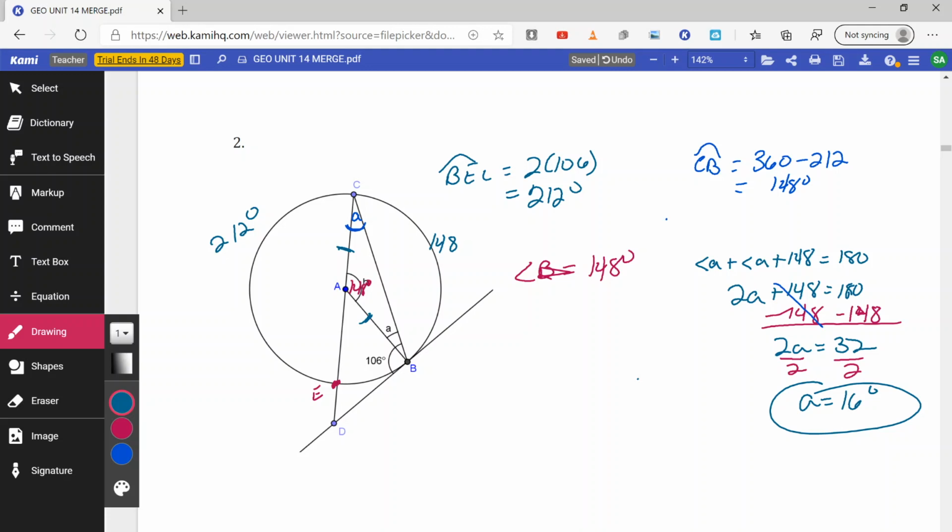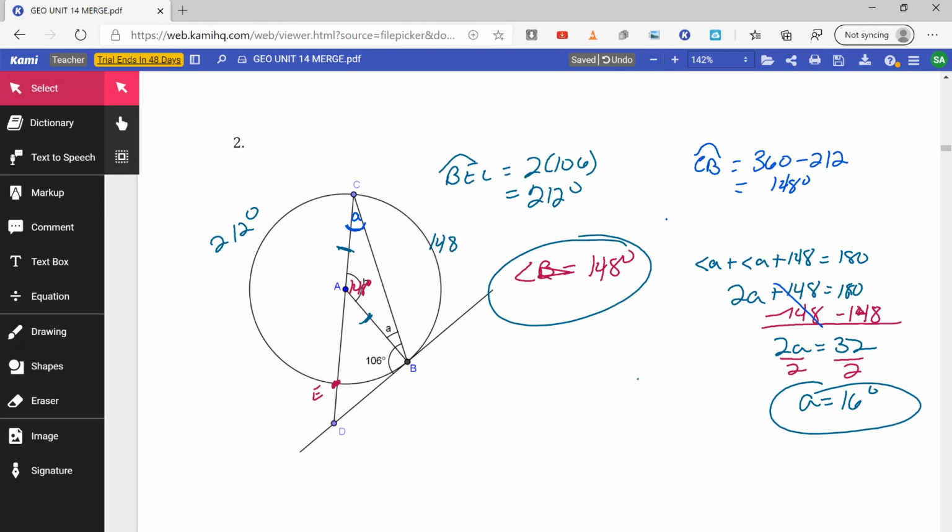So we get angle A is 16 degrees, and we got angle B to be 148 degrees. So again, it took a little bit of thinking, realizing what we know, stuff we've looked at in the past concerning triangles, and determining our values.